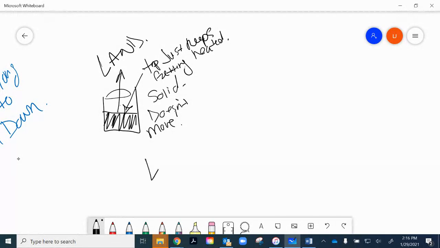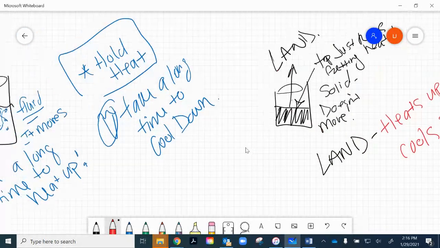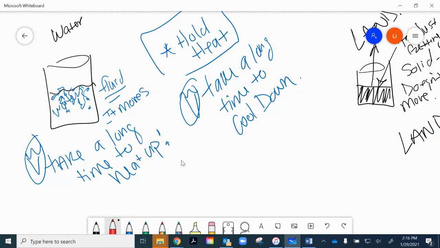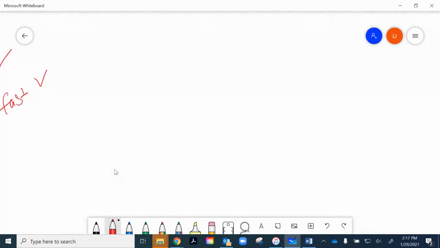So land then heats up fast and cools down fast. Land heats up fast and cools down fast. Those are the two things that we learned, opposing water, which takes a long time to heat up and to cool down. And you've probably run through this experiment and not even thought about it.